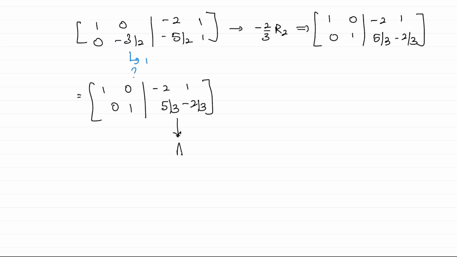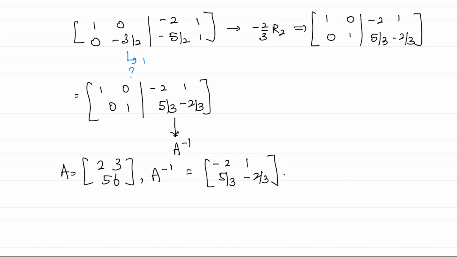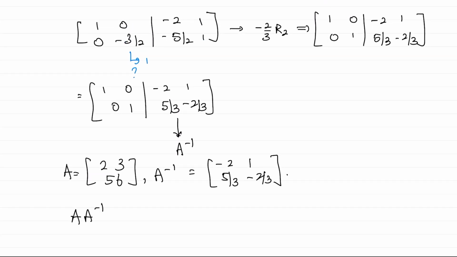This is A inverse. Because the left hand side we made it as I, the right hand side is the inverse of that original matrix. What is the original matrix? A is equal to 2, 3, 5, 6. A inverse is equal to minus 2, 1, 5 by 3, minus 2 by 3. It's very simple. Within 3 steps we got this answer, and within a few seconds you will be able to answer this. Now let us cross check A inverse.